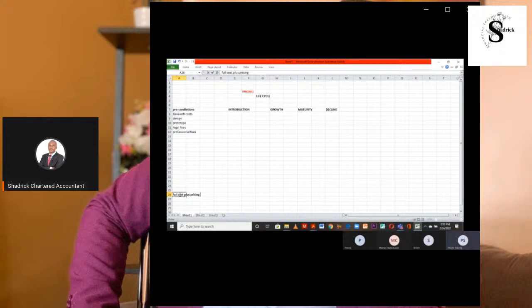So full cost plus pricing is a method of determining the sales price by calculating the full cost of the product and then adding a percentage markup for profit. So here you simply get the full cost of products, then plus markup, and then you're done. You arrive at a selling price.